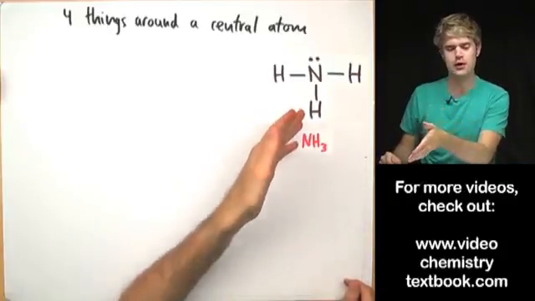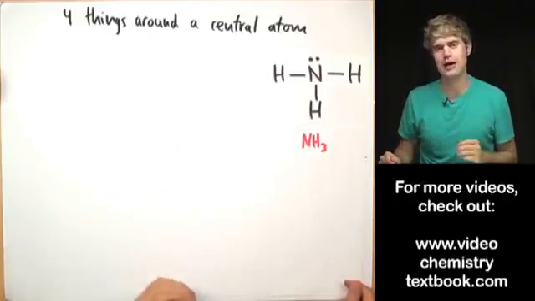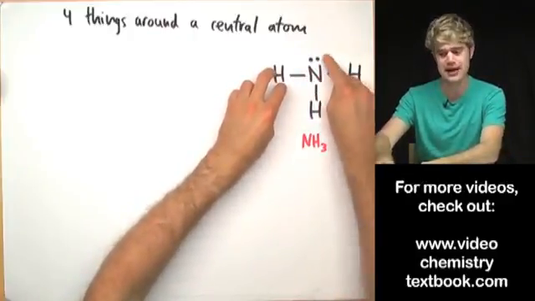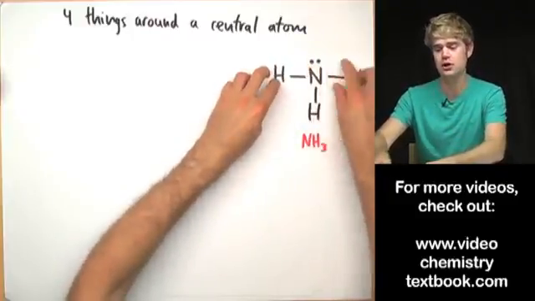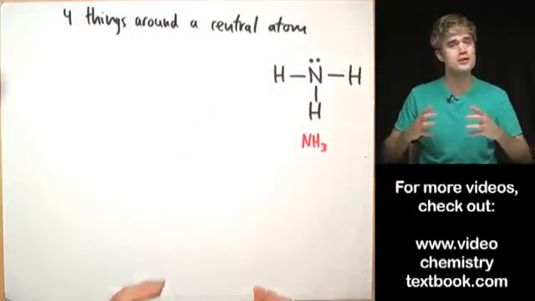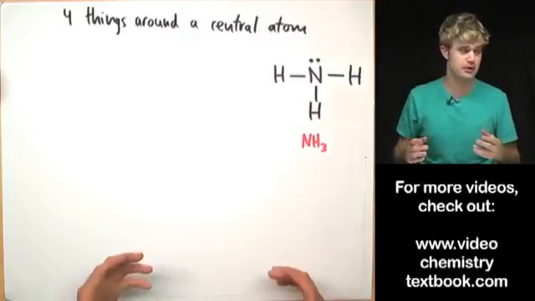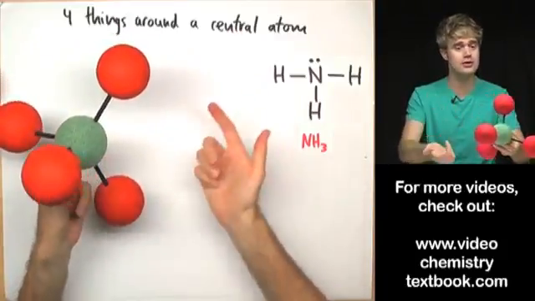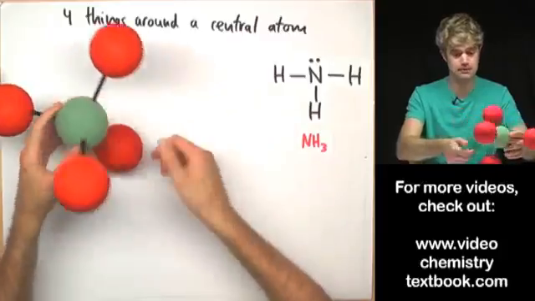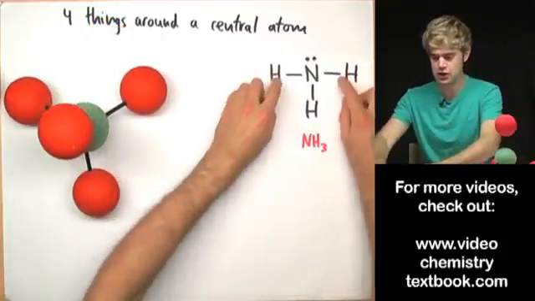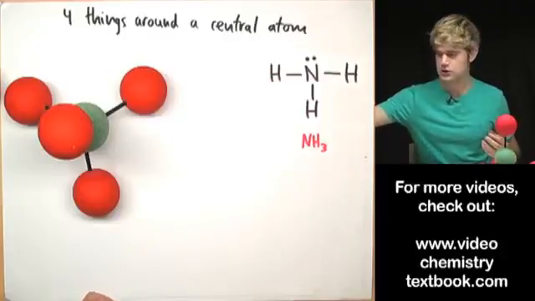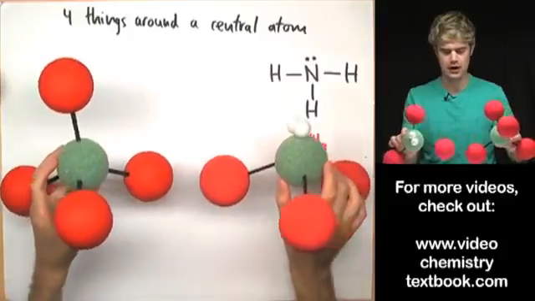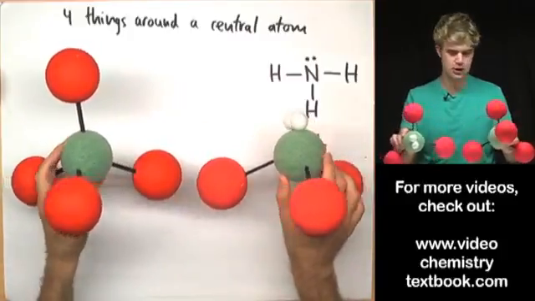Now NH3 here also has 4 things around a central atom, but not all of them are bonds to other atoms. So we have 1, 2, 3 bonds, and then a 4th thing that's a lone electron pair. So what's its shape going to look like in 3 dimensions? I'm going to go back to this tetrahedral shape for just a minute because this is how we arrange 4 things around a central atom when they're all other atoms. But in this shape, they're not all other atoms. So NH3 is going to end up having this shape, which is called a trigonal pyramidal shape.